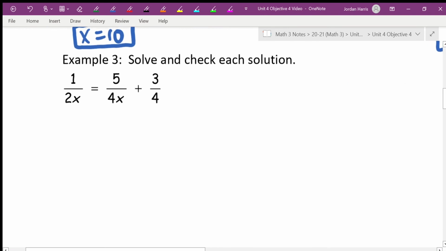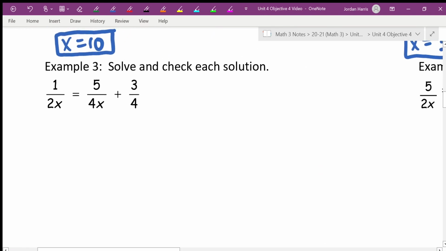Example 3 seems like it's more complicated, but really it's not. We do the same thing. We look at each denominator separately, and we say, okay, what could we turn all of these into? Well, this one has a 2, this one has a 4, and this one has a 4. I can turn a 2 into a 4, and then the 4s are already 4s, so it's definitely a 4.